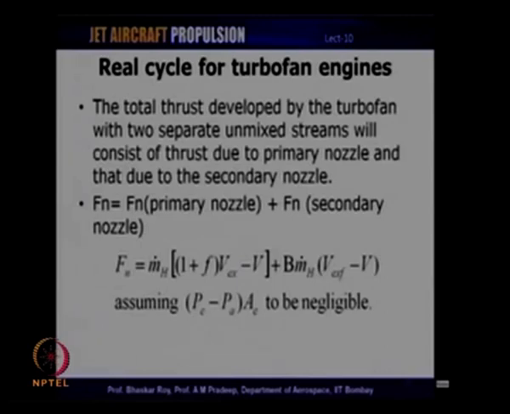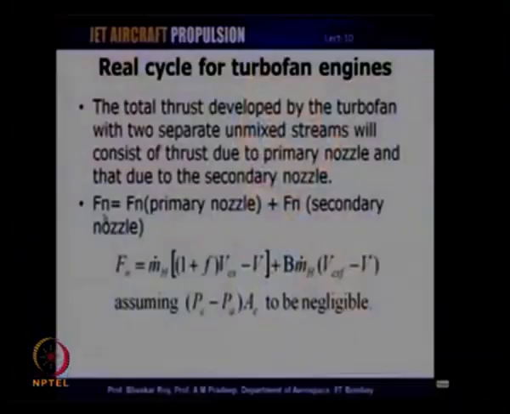In the case of a turbofan, let us say an unmixed turbofan, we have thrust developed by two different nozzles. One is the core nozzle, that is the hot nozzle, through which the hot exhaust products are expanded, and then we also have the cold nozzle, the bypass nozzle, the secondary nozzle. So, thrust developed will be equal to the sum of the thrust developed by the primary nozzle and the thrust developed by the secondary nozzle. This is true for an unmixed turbofan. In a mixed turbofan, there is only one nozzle through which both the streams are mixed and exhausted. So, there is only a single thrust developed there.